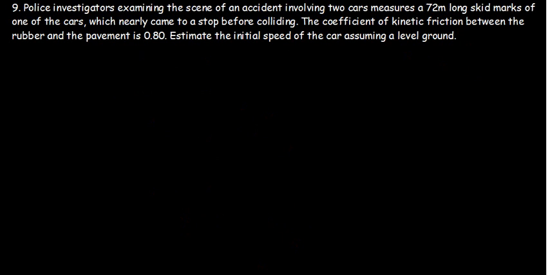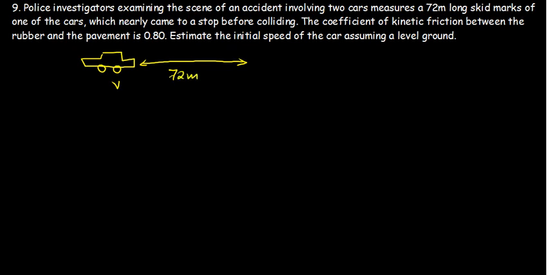So here you've got a car. Let's say this is the vehicle which was moving in this direction at a certain velocity which we don't know. But when the driver saw another car which was coming, the driver applied brakes on the car. But it didn't just stop there, and then it had to skid for 72 meters distance. And then it nearly came to a stop.